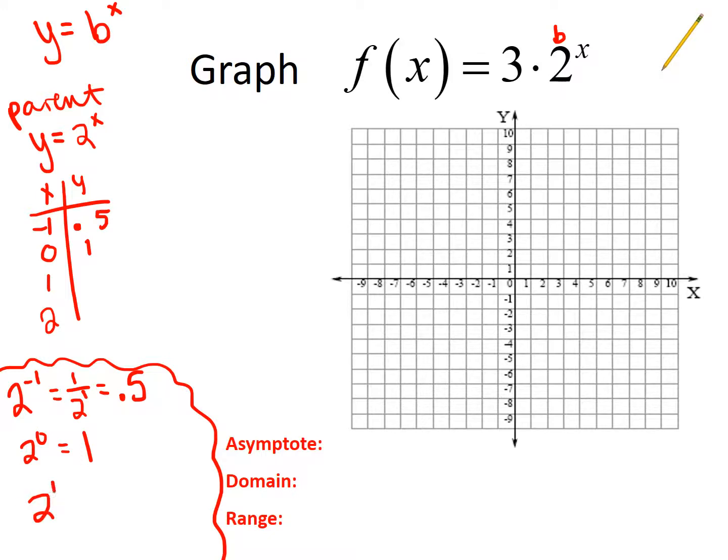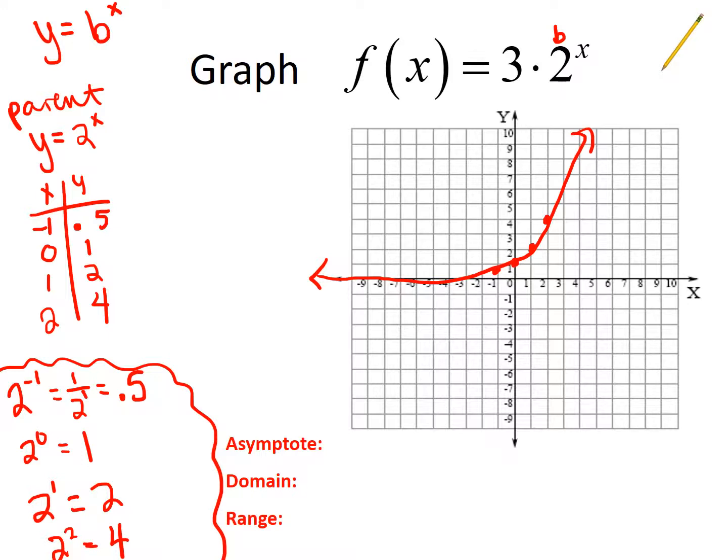If I plug in 1 for x, I get 2 to the first, which is 2. And then if I plug in 2, I get 2 squared, which is 2 times 2, which is 4. So this is my parent function. If I go -1, up 0.5, 0, 1, 1, 2, and 2, 4. So that's my parent function. And so if I connect the dots from left to right, that's what it's looking like based on what I know from those pictures that we saw at the beginning of today's video.